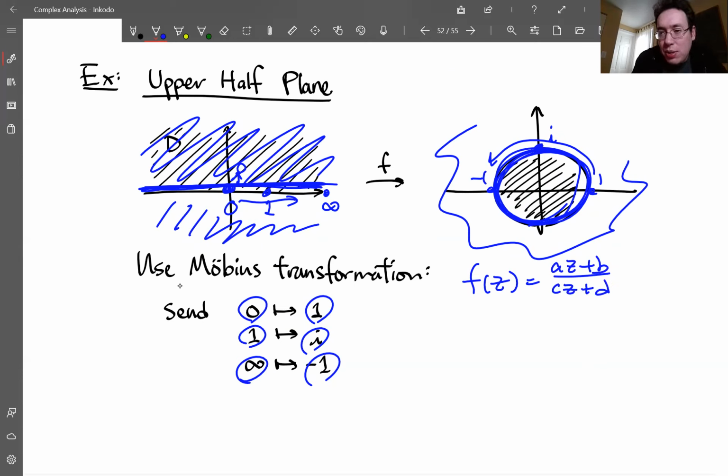We're just going to choose A to be 1. We're just going to rescale it so that I only have to worry about 3 coefficients. Let's first look at infinity. As Z blows up to infinity, this map converges to 1 over C, and we want that to equal -1, which means C is equal to -1.